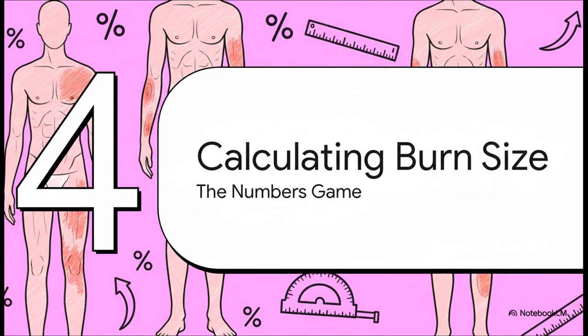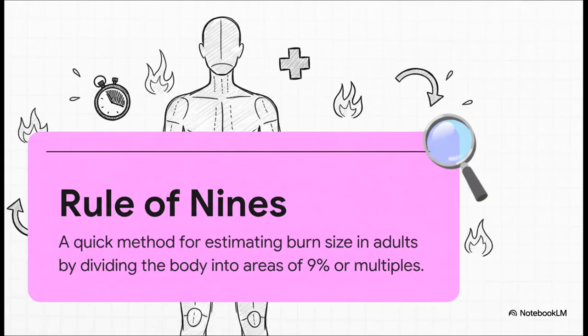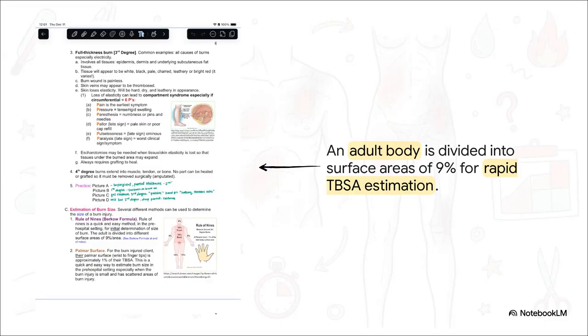Okay, so we've covered location and depth. Now let's get to the final piece of our initial assessment, the numbers game. We're talking about calculating the size of the burn, or the total body surface area. In an emergency situation, the fastest way to get this done for an adult is the rule of nines. It's a beautifully simple method that divides the body surface area into sections of 9% or multiples of 9. This gives us that quick estimate we need to start one of the most important interventions there is, calculating fluid resuscitation.